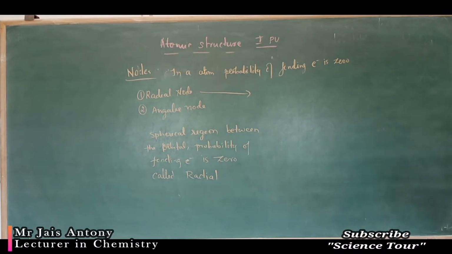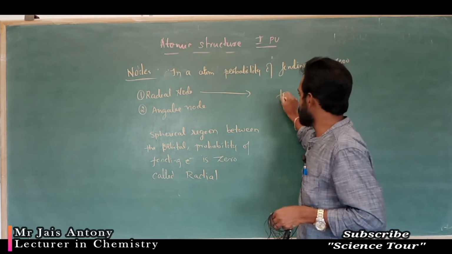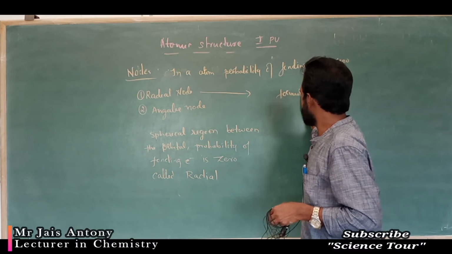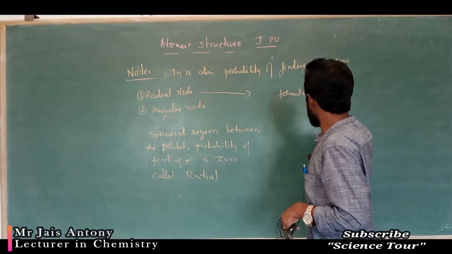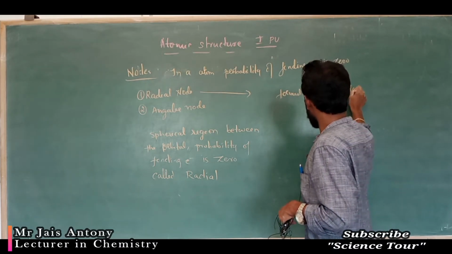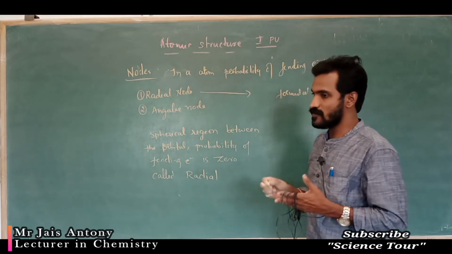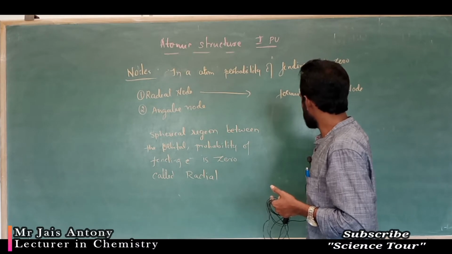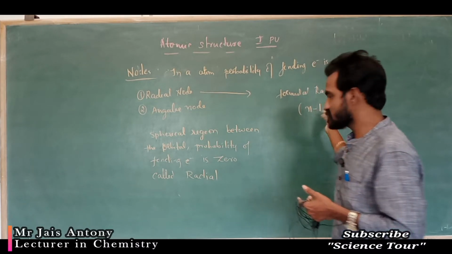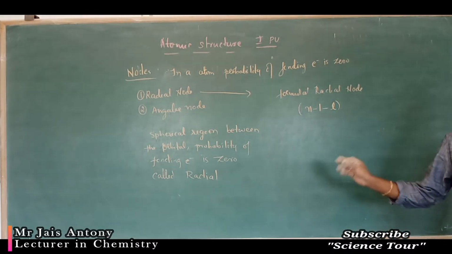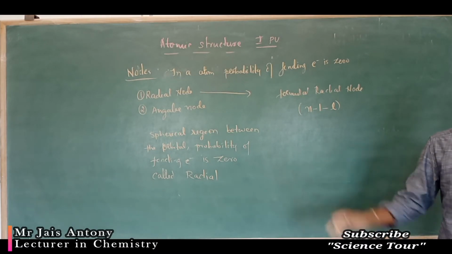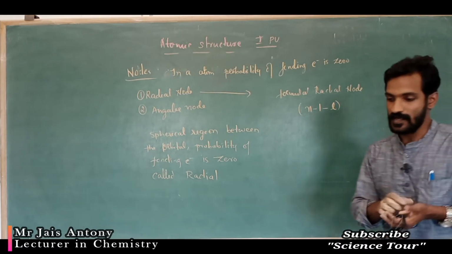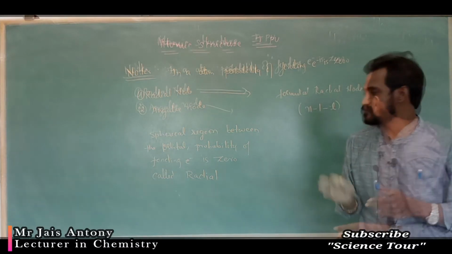So, my dear students, the formula for finding radial nodes: if you want to find out how many radial nodes are present in one particular atom given 1s, 2s orbitals, then you can find out using this formula, n minus 1 minus l. Later we will discuss this particular formula. Don't worry, n minus 1 minus l, please note down. Okay, next I will explain.